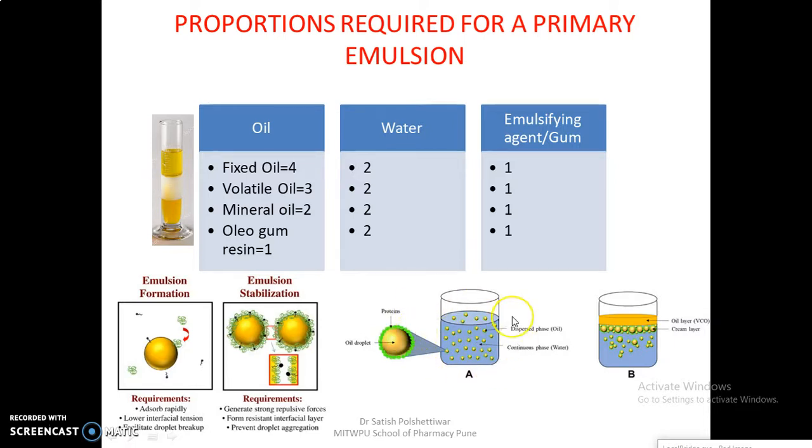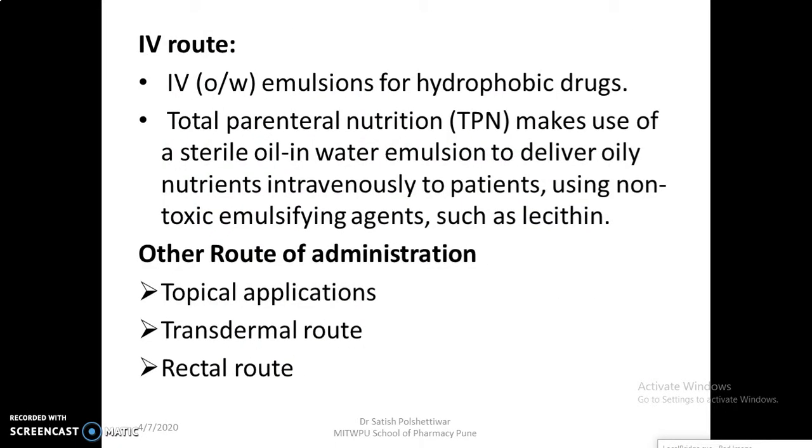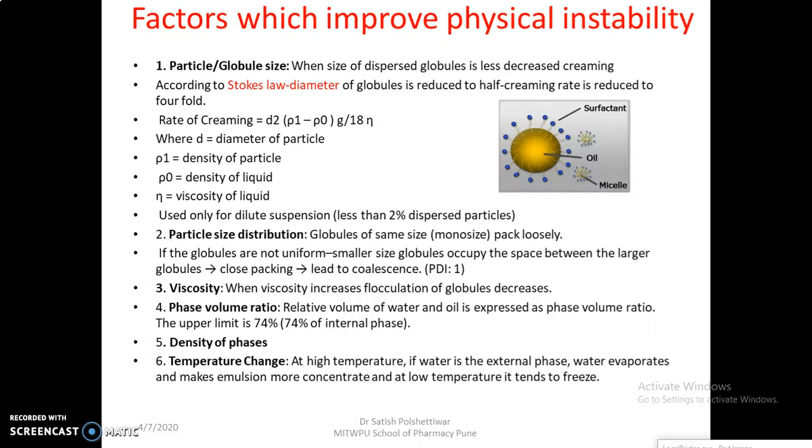In order to make a stable emulsion, because we have to make a 3-phase system, we have to reduce the interfacial tension by adding some surfactant system. So, oral administration of oil soluble drugs, mostly, we just now discussed all these things. It could be IV route, it could be topical route, transdermal route, rectal routes. So what factors improve the physical instability?